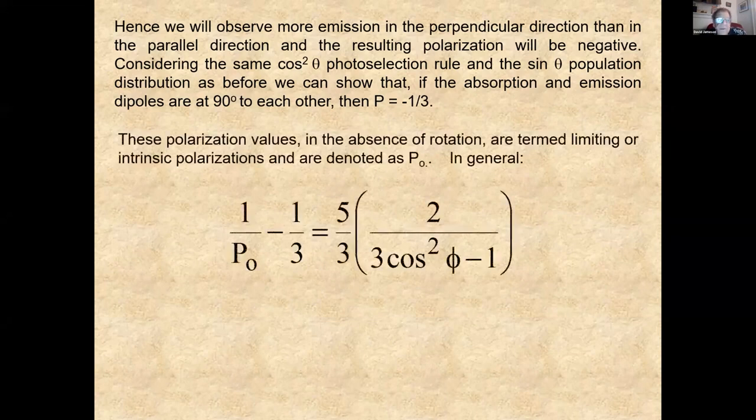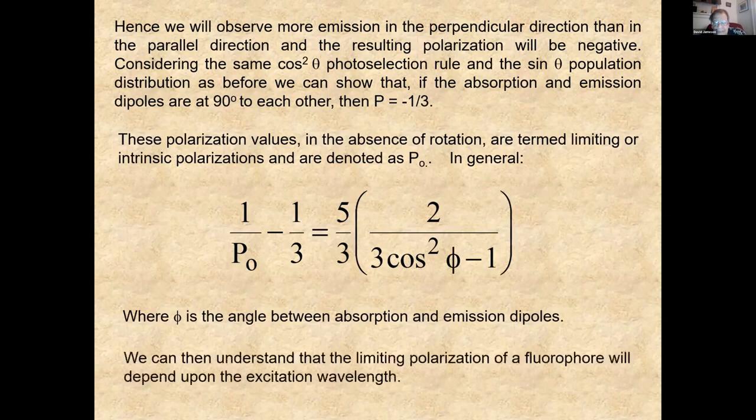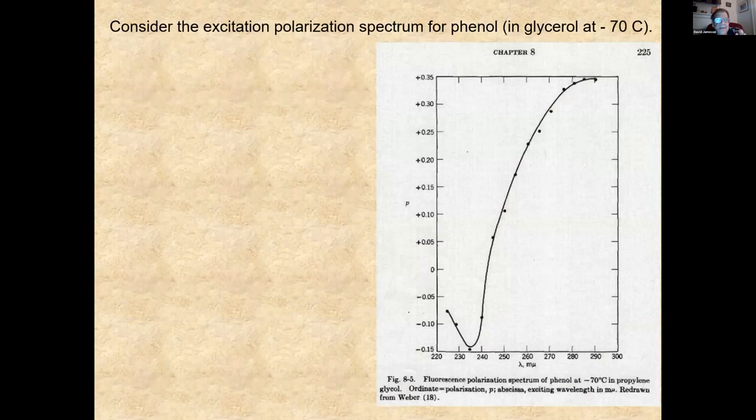Okay, and in general, this intrinsic or limiting polarization we call P0 will depend on the angle with this equation between the absorption and emission dipoles. Okay, and so the important thing, and this is the point of this whole discussion, is the limiting polarization will depend on the wavelength of excitation.